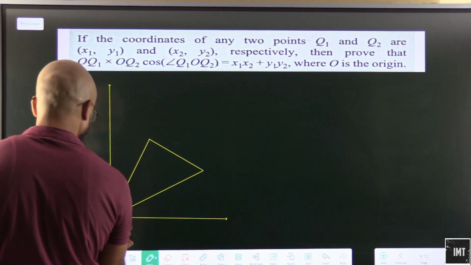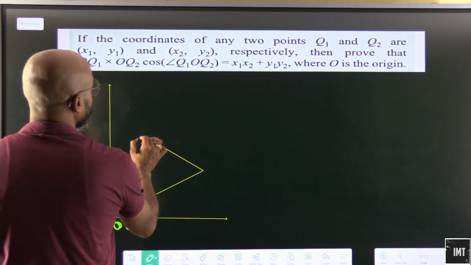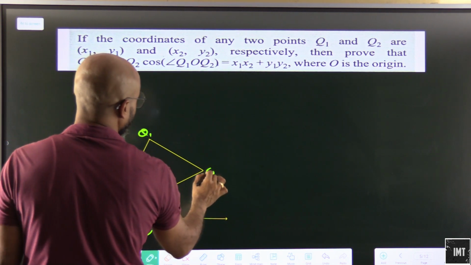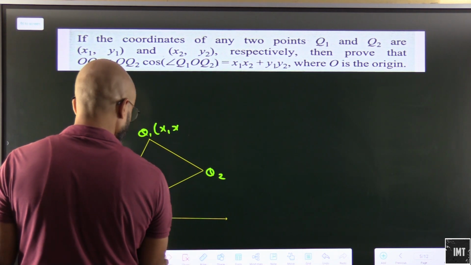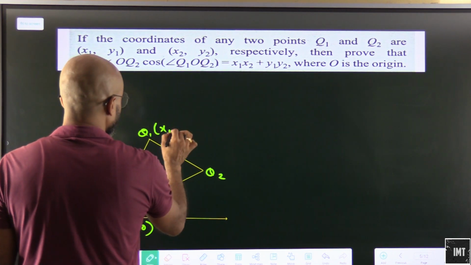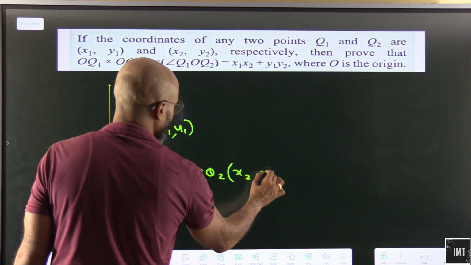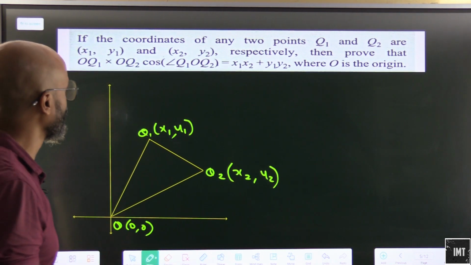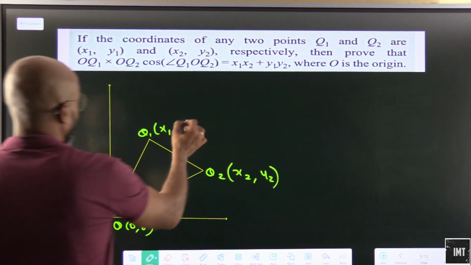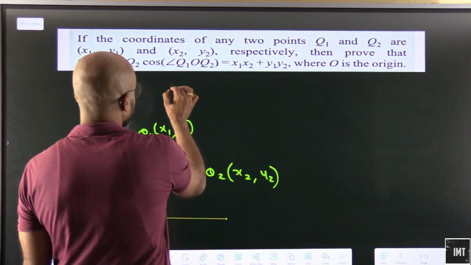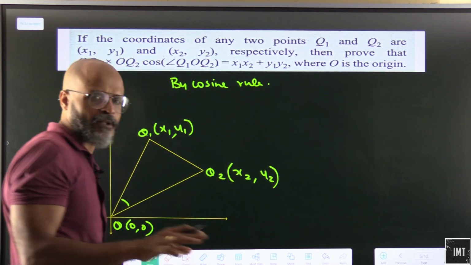And we have joined this. Okay, so let's say we have O here, which obviously has coordinates 0, 0, we have Q1 and we have Q2. So Q1 has coordinates x1, y1, and Q2 has coordinates x2, y2. And this is basically the angle which is there between them. Okay, so we can say that, see, by cosine rule, and if you apply the vector rule also, it will be working here.